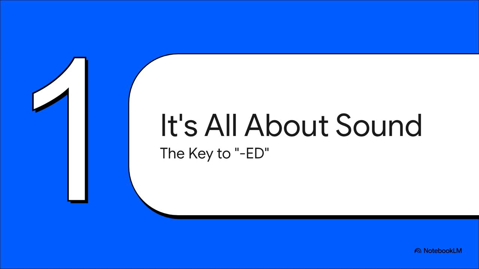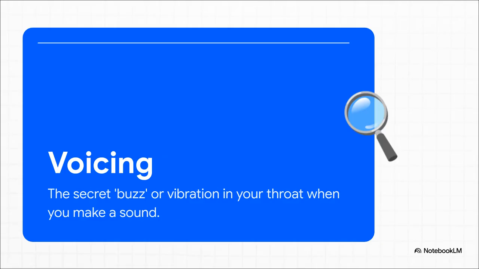Right. It all comes down to sound. Specifically, it's about one really simple concept that, once you get it, is going to make everything click into place. And that concept is called voicing. Now, I know it sounds a little technical, but it's not, I promise. Voicing is just the vibration, that little buzz that your vocal cords make. Think of it like a little motor in your throat that can either be switched on or switched off.